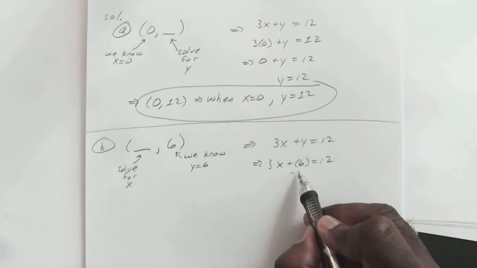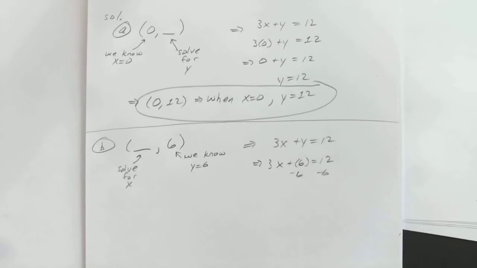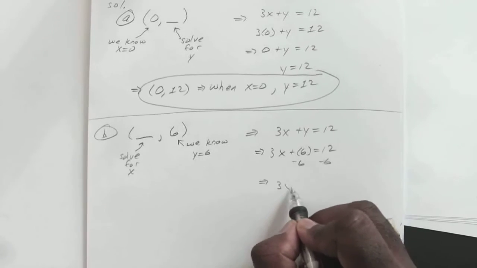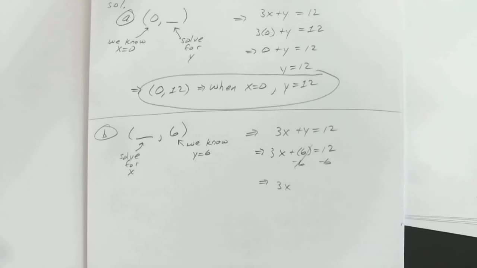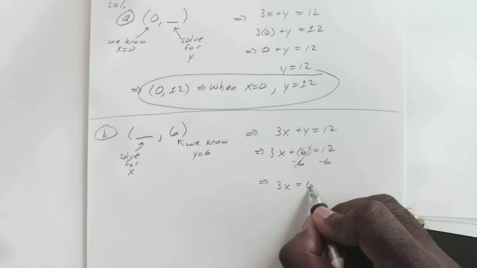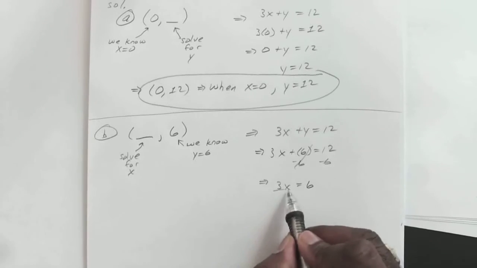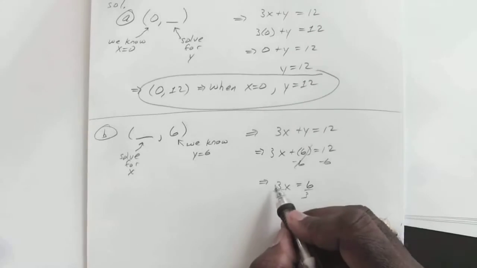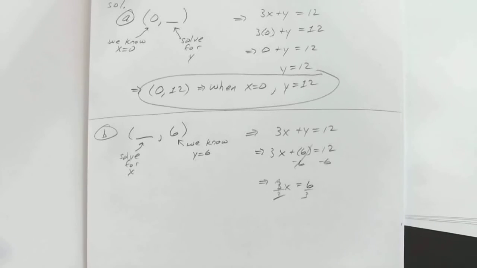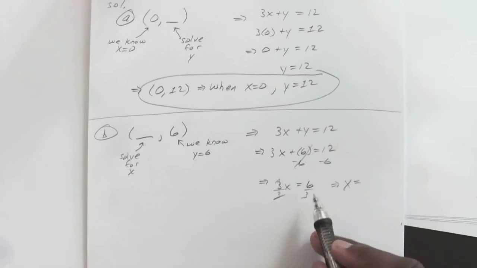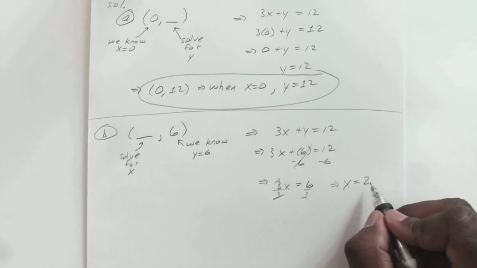Okay, so if we go ahead and subtract 6 on both sides, we have 3x. Those two cancel each other out. Equals 12 minus 6, which is 6. Divide both sides by 3. Anything divided by itself is just 1. So we know that x is equal to 6 divided by 3, which is 2.